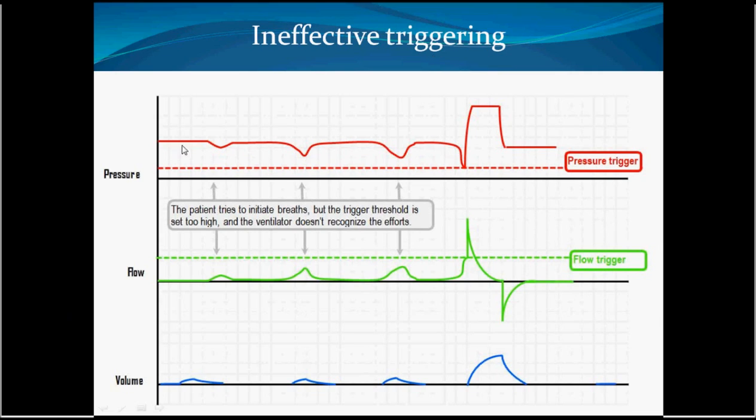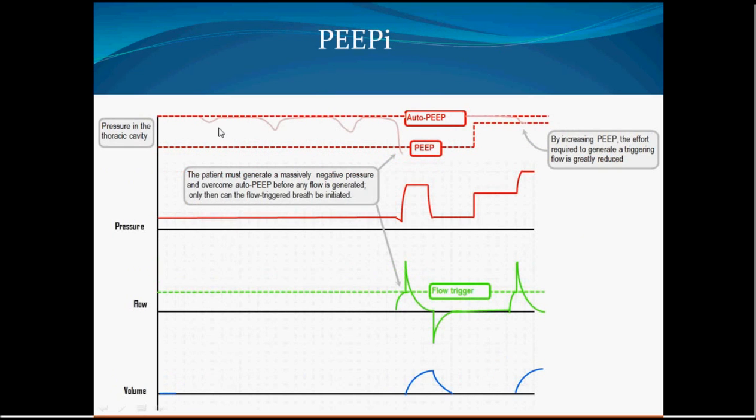That's it. This is the triggering value. This effort is large but non-effective. This one is large and effective, which meets the preset trigger value on the machine. This is intrinsic PEEP. The patient has to overcome this, you have to neutralize this, and in addition to this, he has to reach the preset value.